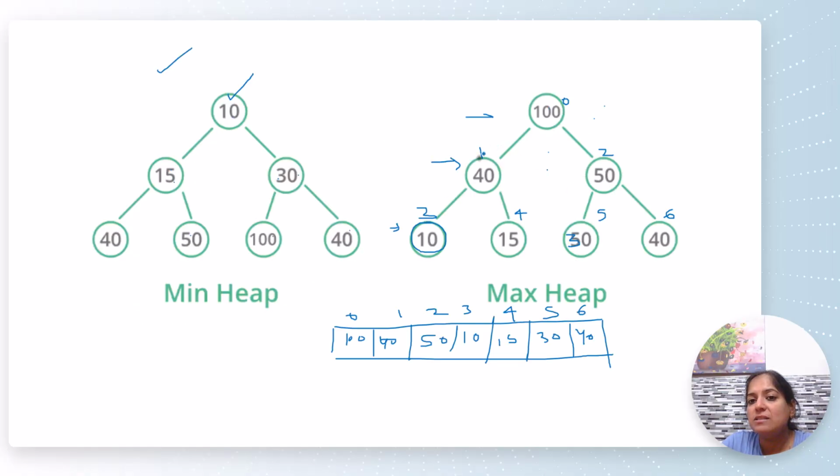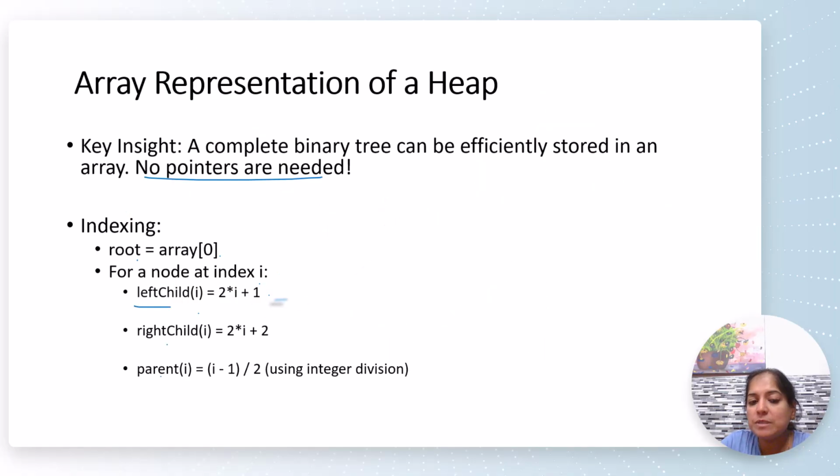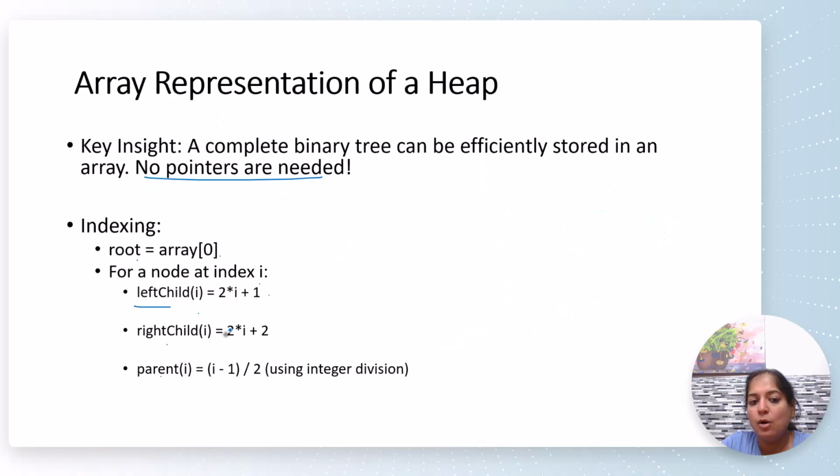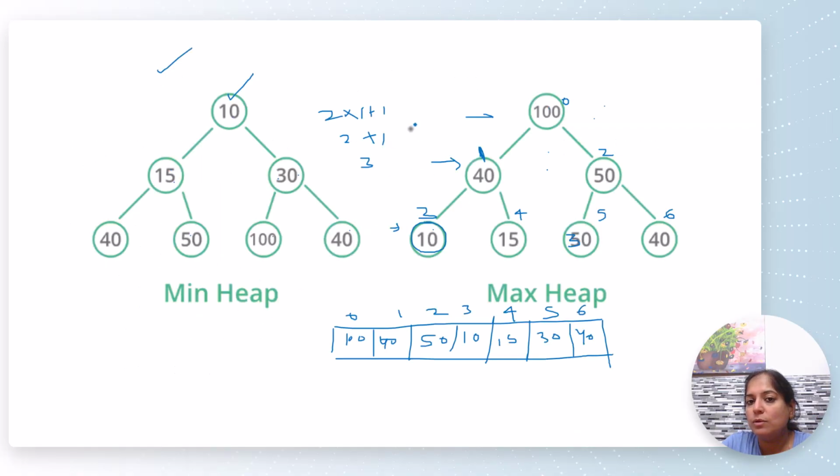Let's see at index 1. I want to find out the index of its left child. So it will be 2 times I plus 1. The value of I is 1 here. So 2 times 1 plus 1, which gives you 2 plus 1, which is 3. So 3 is the index of left child. Now 2 times I plus 2. So 2 plus 2, which gives you 4. So 4 is the index of right child.